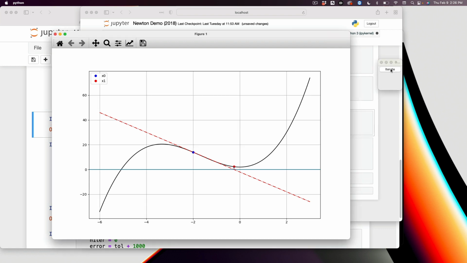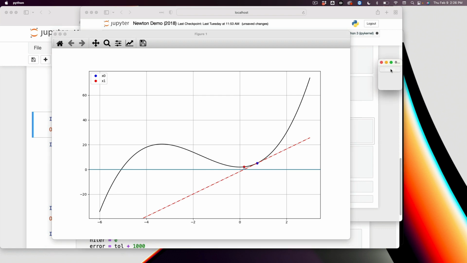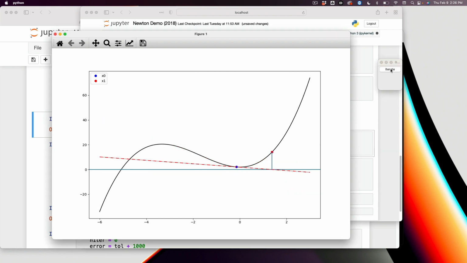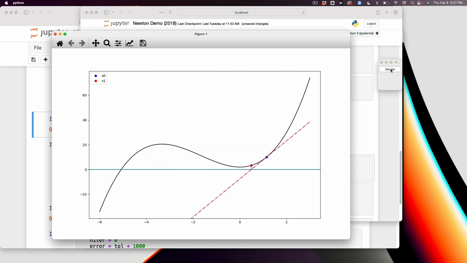So let's do it. Iterate. Now that's the next guess. Then the next guess, the next guess, and so on. It's going to keep oscillating back and forth. It will never converge. That's bad. It's bad because we chose the initial guess on purpose in this case. It was close to a local minimum.